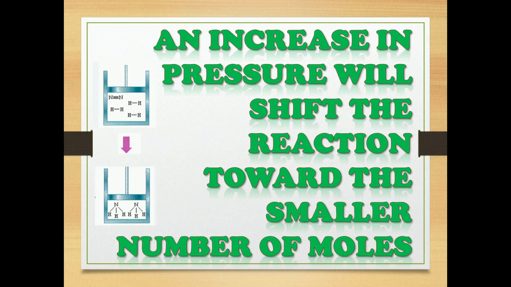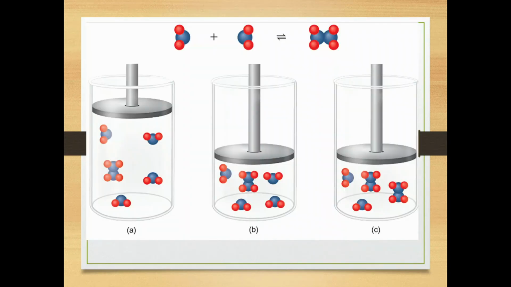So the picture, again, is the Haber process. There are 4 moles of gas on the reactant side, 1 N2 and 3 H2s. There's only 2 on the product side, NH3. So if I increase the pressure, it's going to want to shift to the products that has fewer moles of gas. So this is NO2 going to N2O4, 2 moles of gas on the reactant side, 1 mole of gas on the product side. So you can see as I increase the pressure, I get more and more of the N2O4.